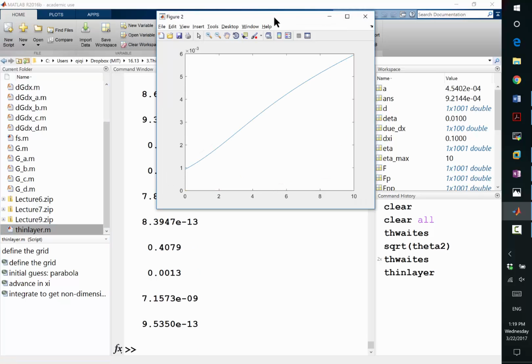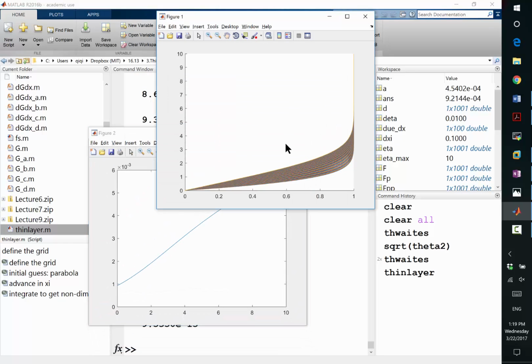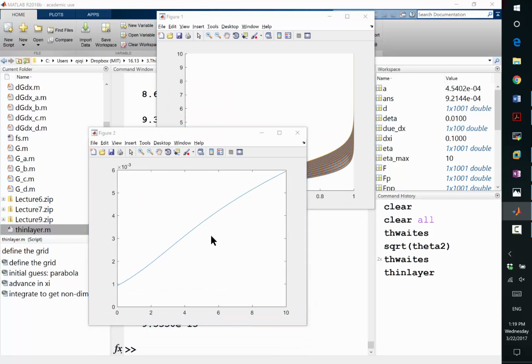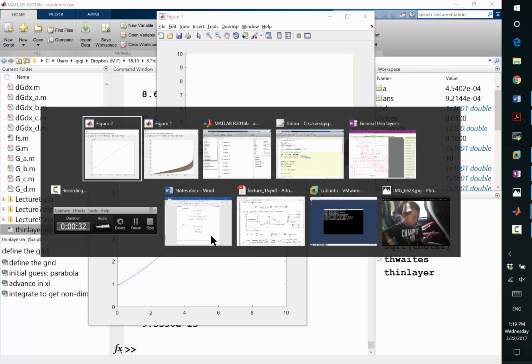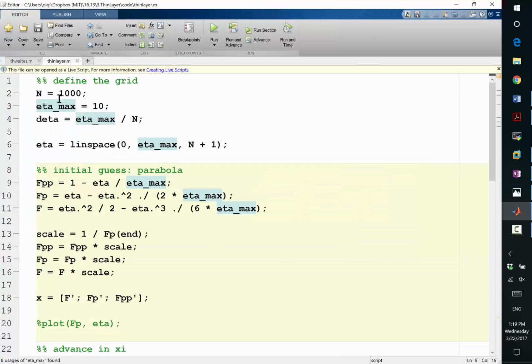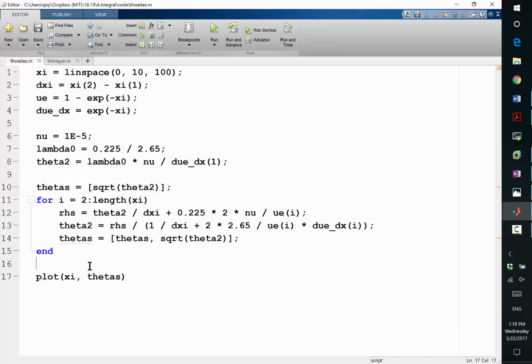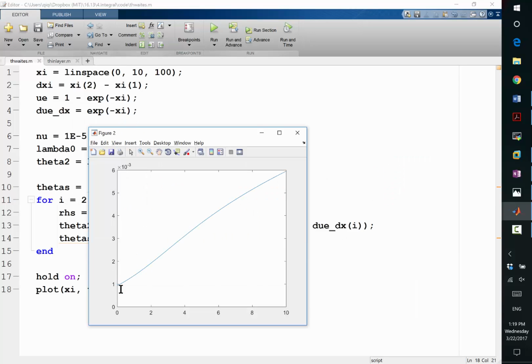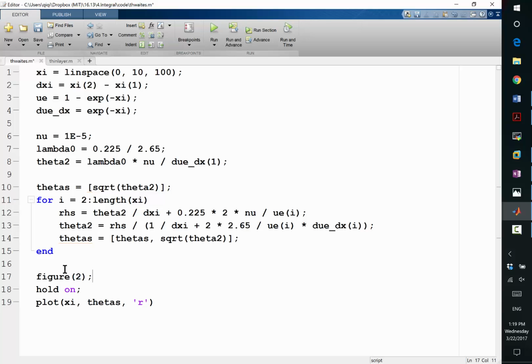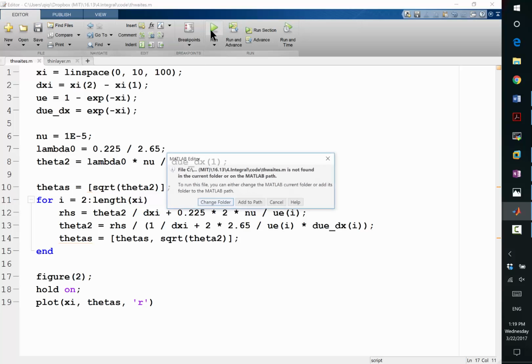So we get roughly the same curve, right? This is the family of boundary layer profiles. This is the thetas. And why don't we plot on top of each other? Where is this? Thwaites method. Let's just hold on and plot. Oops, plot is red. Let's say red is Thwaites method, and we had this blue. It's just figure 2 to make sure we are on the same plot. Change folder, right?